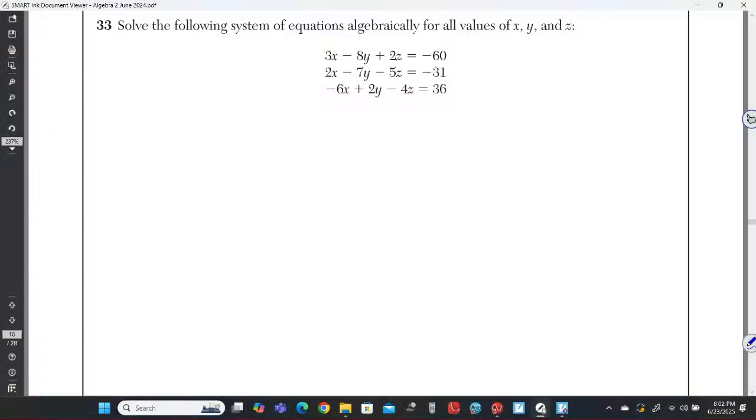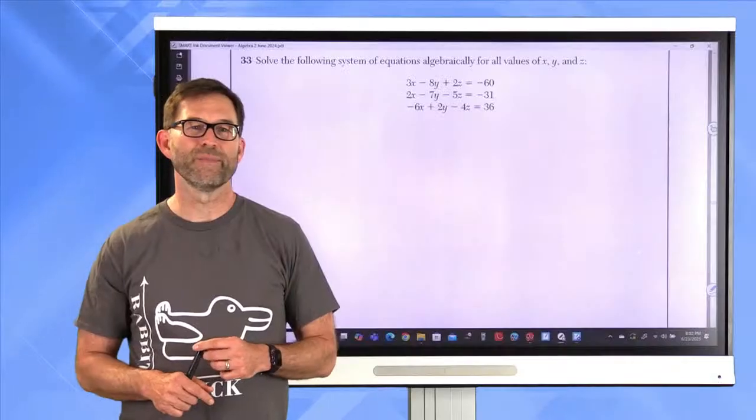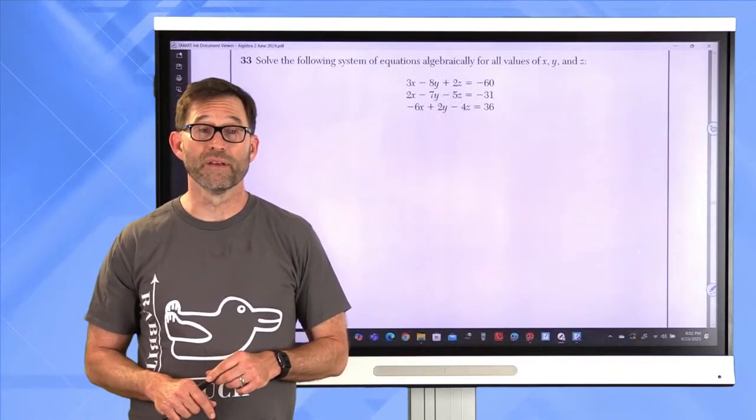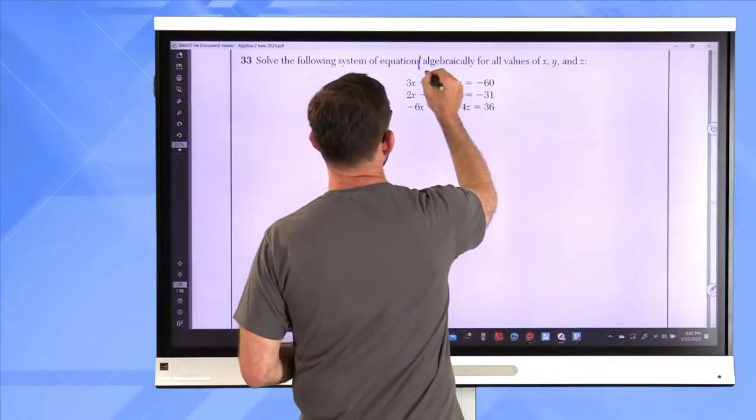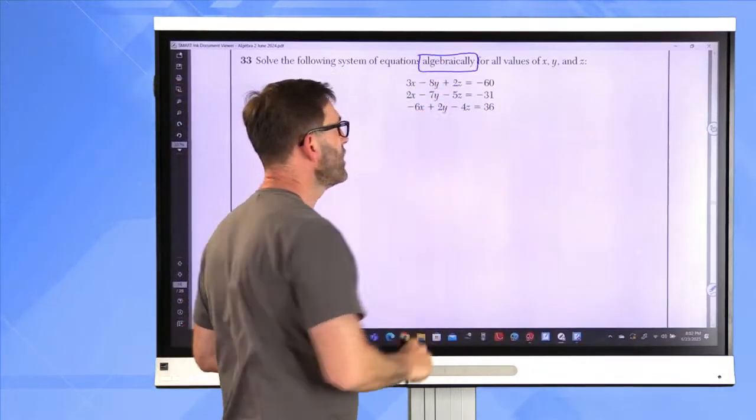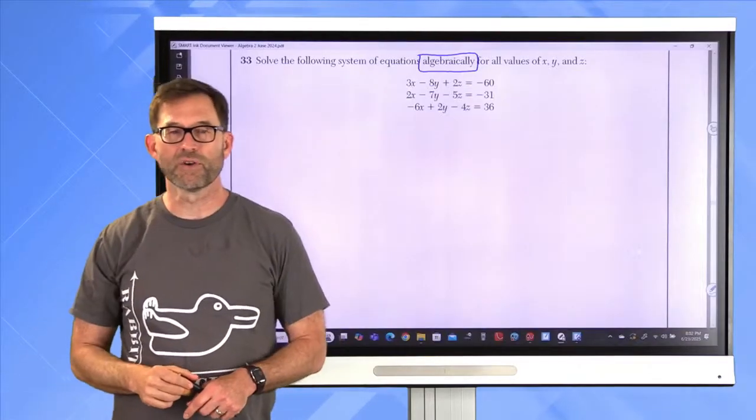So let's take a look at problem 33. Solve the following system of equations algebraically for all values of x, y, and z. All right. Well, we haven't seen one like this for a while on the Algebra 2 exam. A system of 3 equations with 3 unknowns that must be solved algebraically.